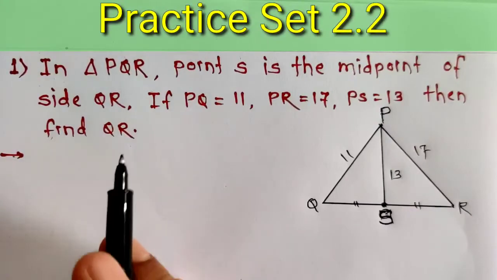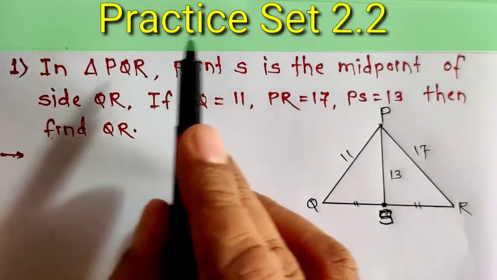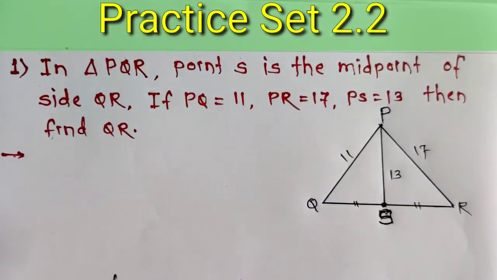So let us see practice set 2.2 from second chapter Pythagoras theorem. To solve this practice set 2.2, we are using that Apollonius theorem. We have to use Pythagoras and Apollonius theorem, applications of Pythagoras theorem.